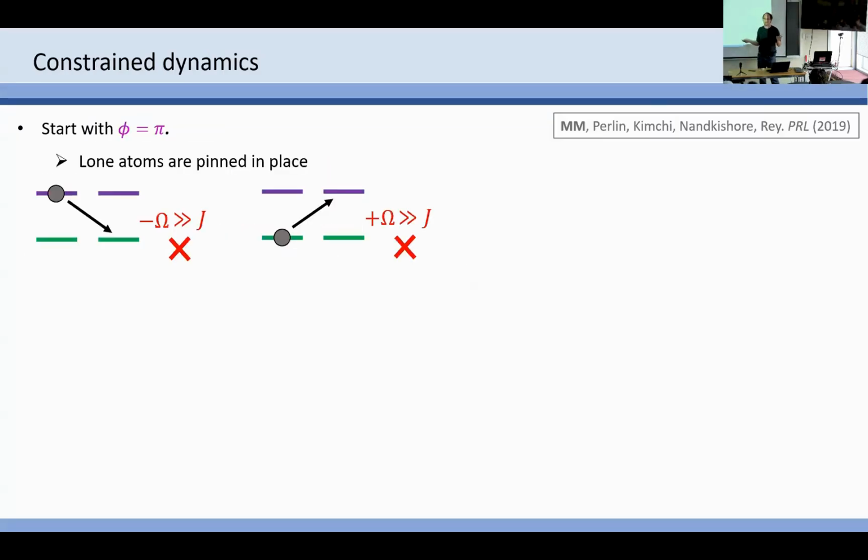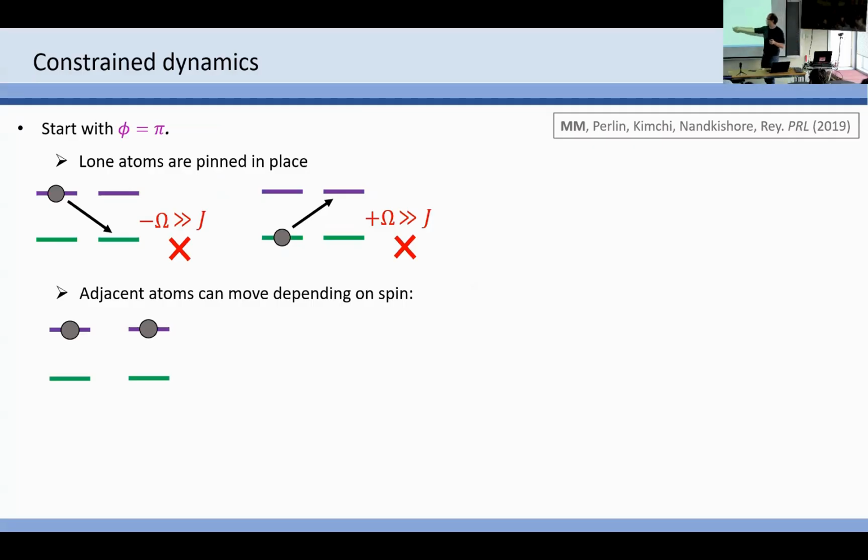Well, as before, let's start with the simplest case of spin-orbit phase pi, which means if I hop, I have to flip my spin. If I have an atom sitting on its own, if it hops and flips its spin, it goes from, say, positive energy to negative, or negative energy to positive. And if I'm driving really hard, that process costs too much energy, so it can't happen. Lone atoms are pinned in place.